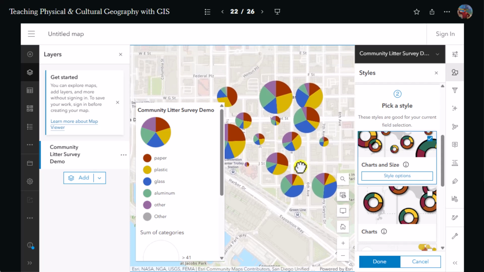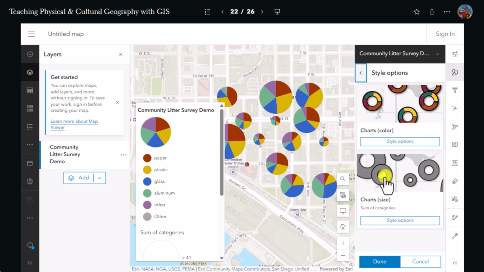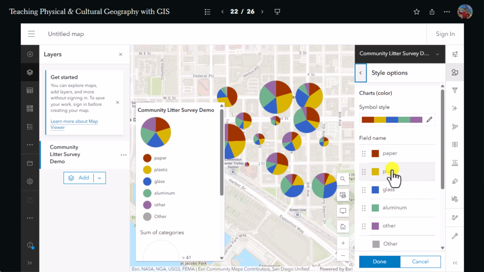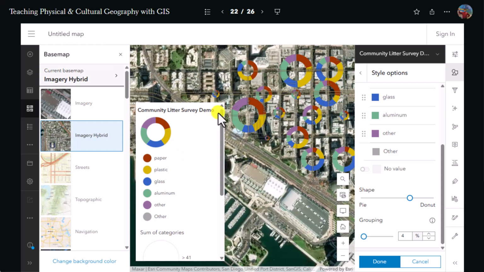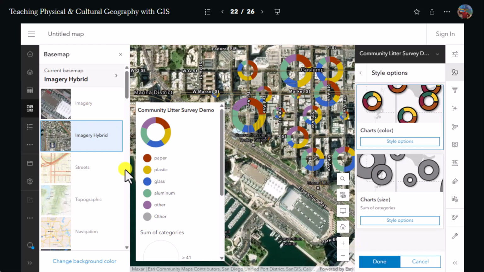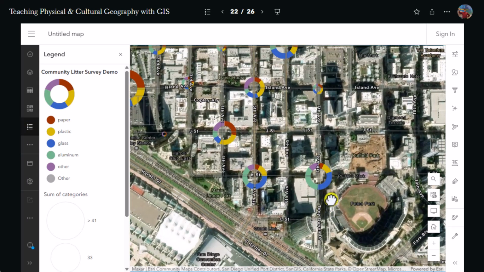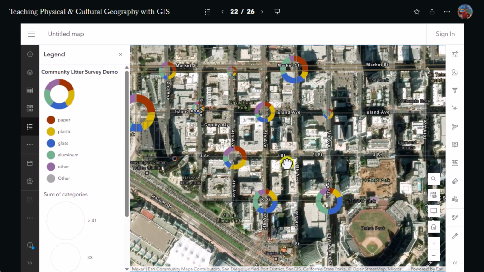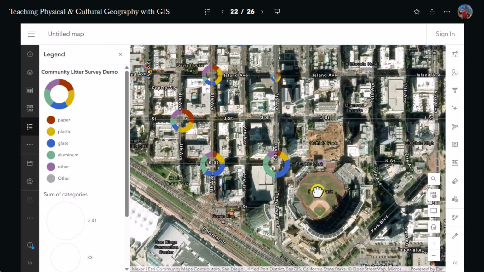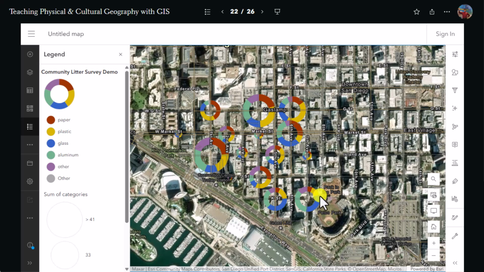Let's change the base map so we can look at the features underneath. What's the relationship of these points and the amount and type of litter to touristy areas such as the gas lamp district or this baseball field? Are there recycling bins? Should there be recycling bins? What time of day did I collect the data? What day of the week? What time of year? Is the litter problem mostly from tourists or is it from locals? And if so, how can we raise community awareness? Modern GIS web-based tools are intuitive.